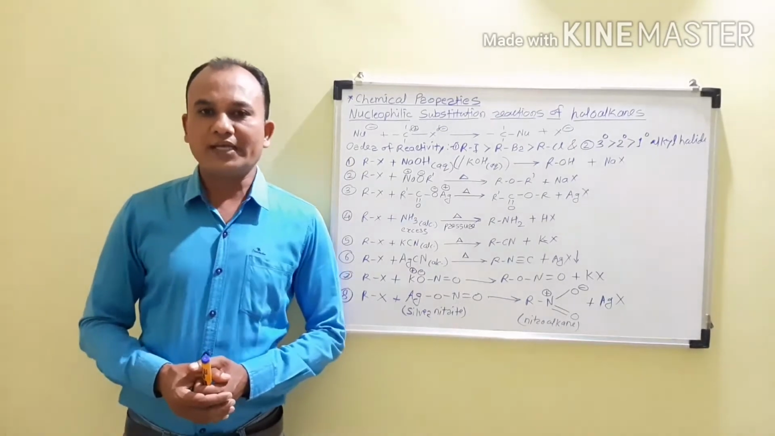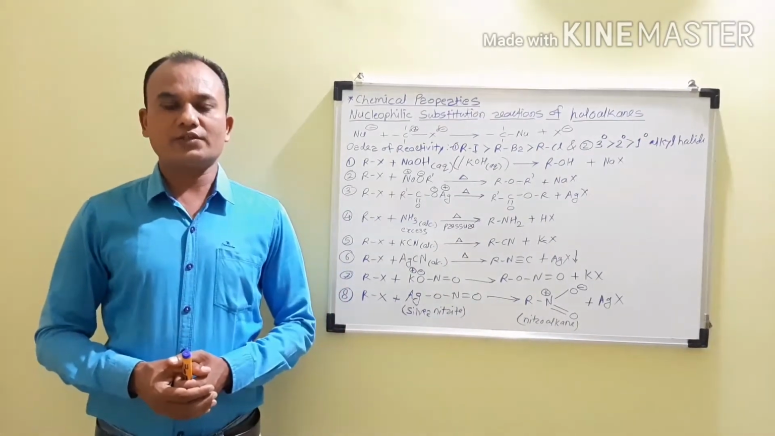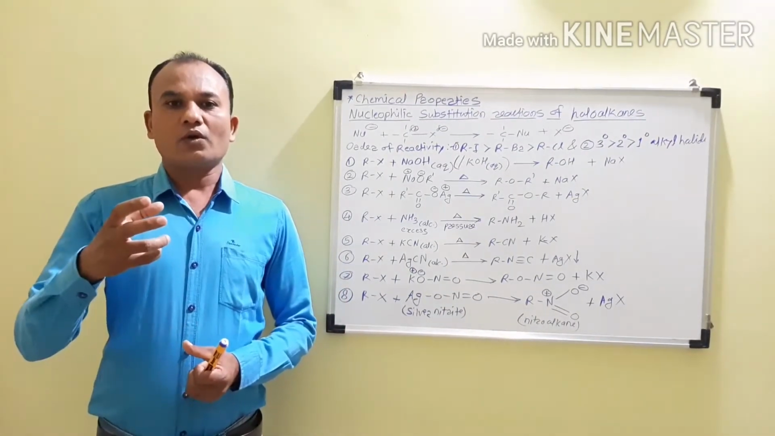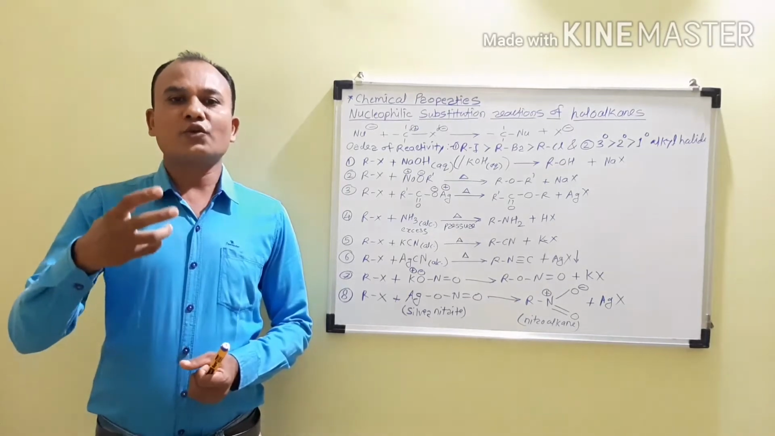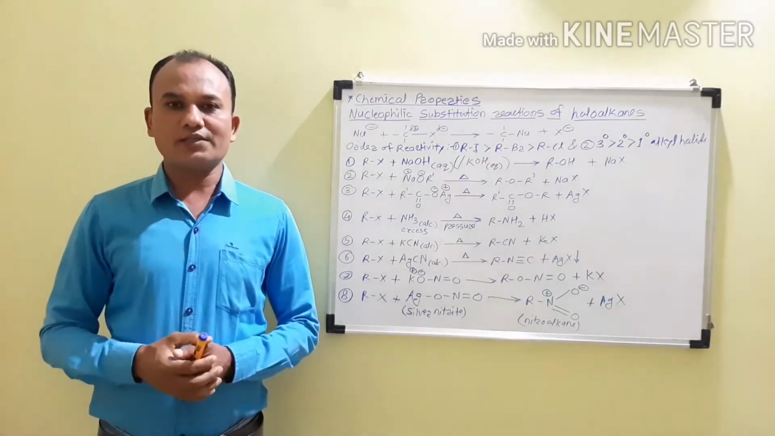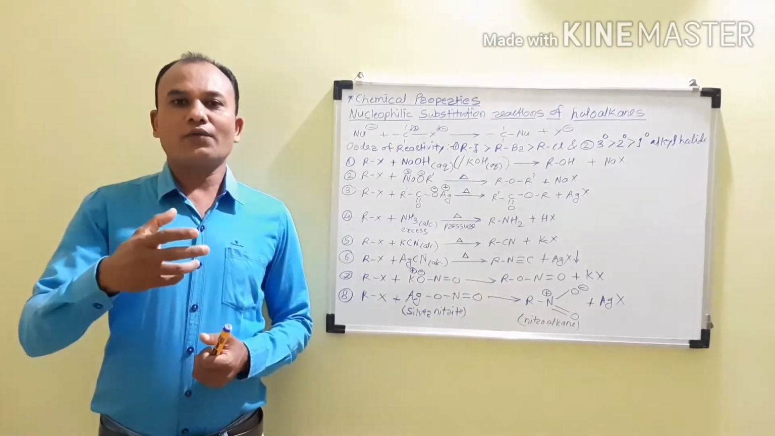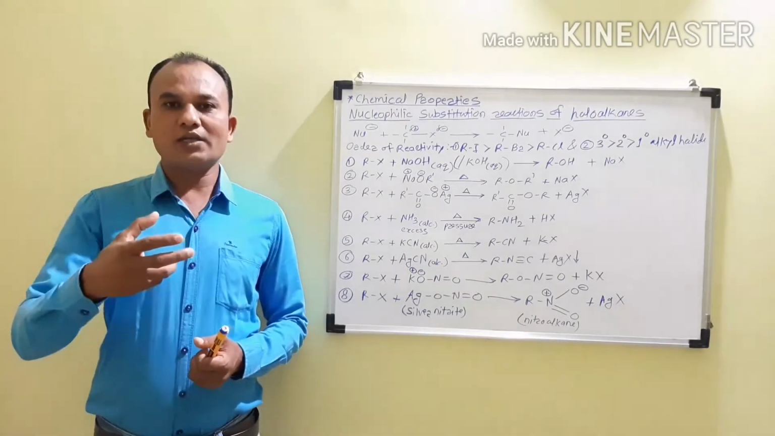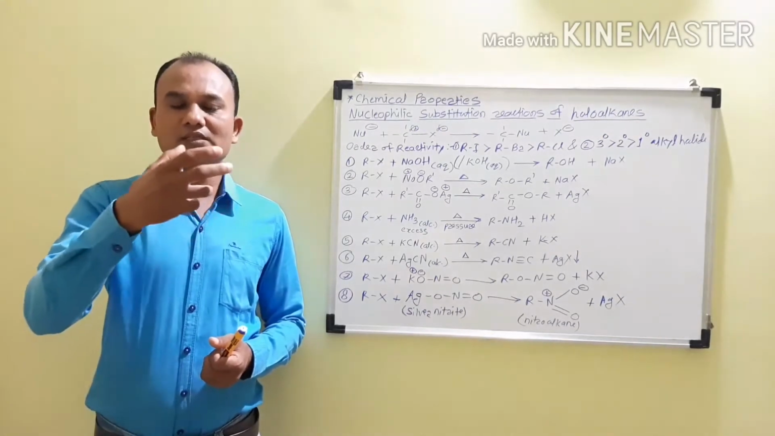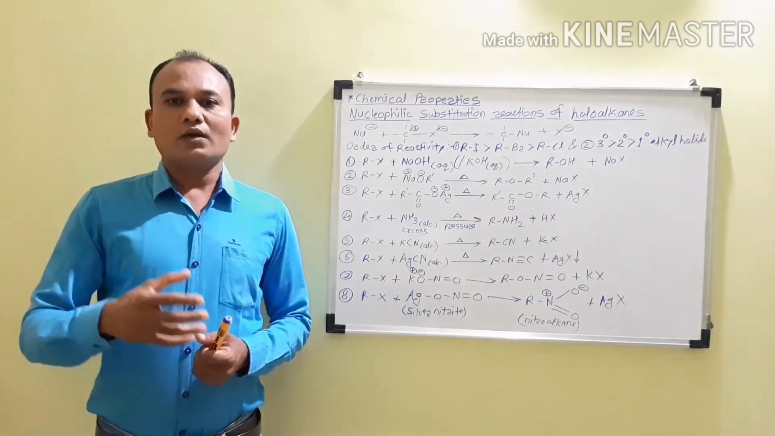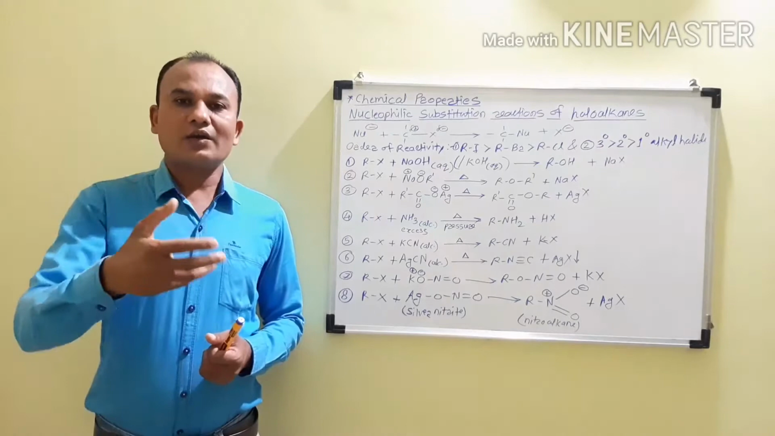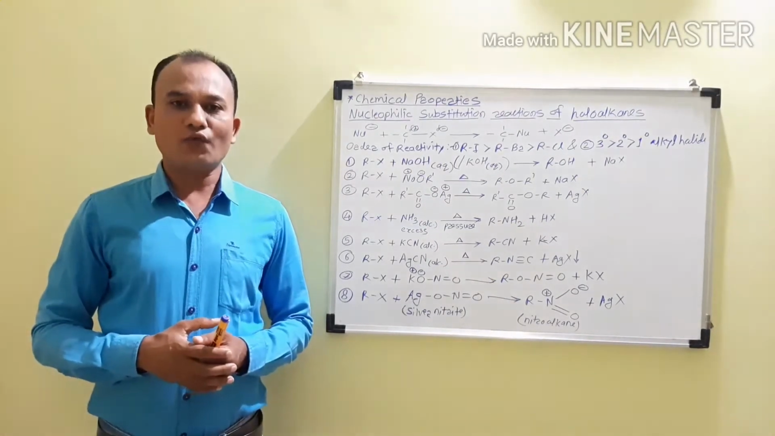Now, before taking up the nucleophilic substitution reactions, we must know which are called the nucleophiles and which are called the electrophiles. First we are taking the nucleophiles. Nucleophiles means nucleo means nucleus, phile means loving. So the reagents which are nucleus loving are called the nucleophiles.